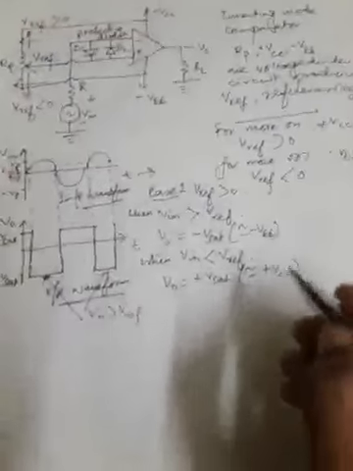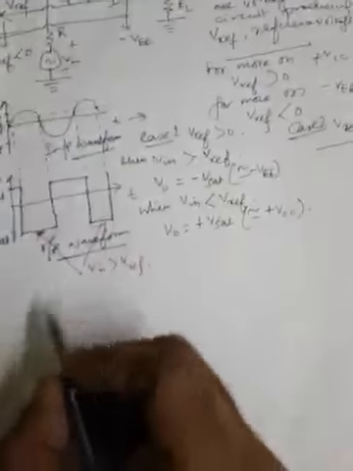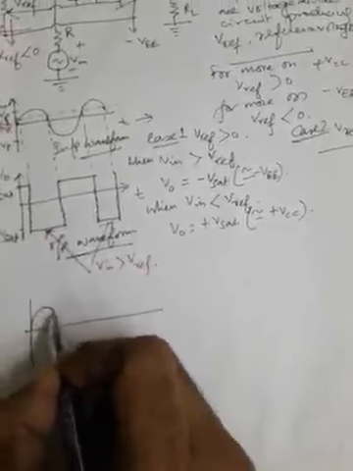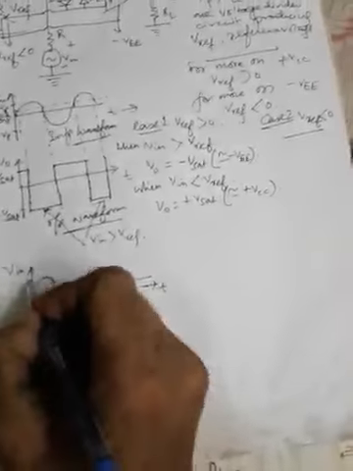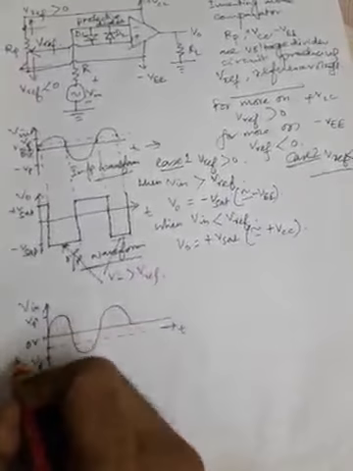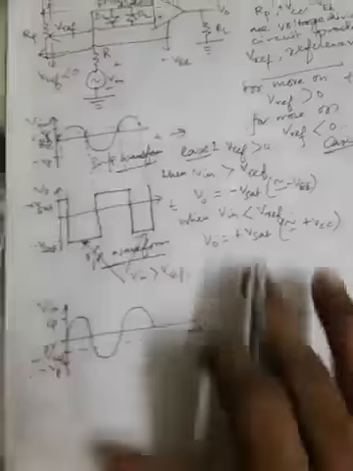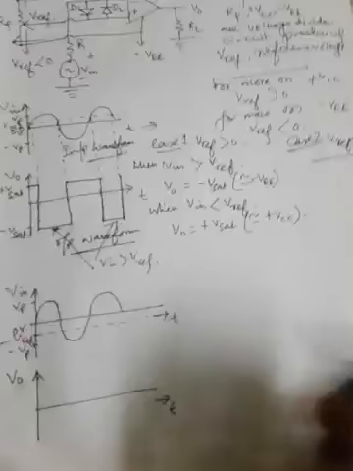Now let us see what happens for case 2, when V reference is less than 0, that is negative. Now this is the input waveform, this is T, this is V in, this is VP, this is minus VP, this is 0 volt, and let us mark the negative V reference voltage here. So this is minus V reference. Now let us draw the output waveform. So this is VO.